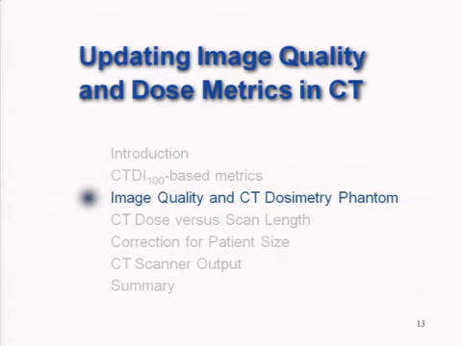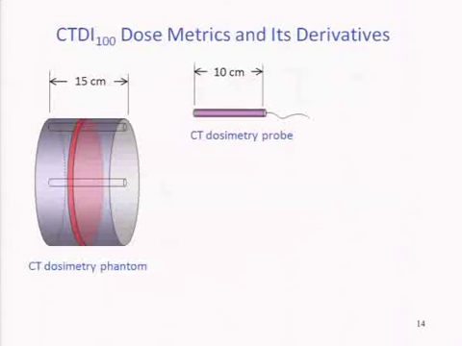And so let's move on and talk about some developments by way of a harmonized image quality and CT dosimetry phantom. We're trying to address this very limitation, and that is that not only is this a little bit large, but it's also not very long. It's only 15 centimeters long. The chamber itself, as you know, is 10 centimeters long.